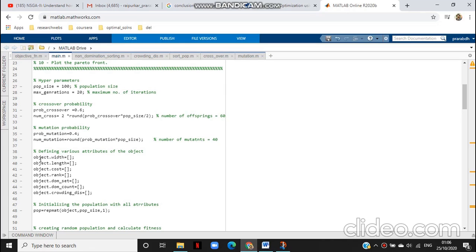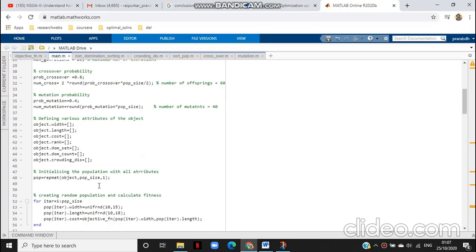So first we will define an object with certain attributes like dot width, dot length, dot cost, dot rank, dot domination set, dot domination count, dot crowding distance. So we will find the cost according to our objective function as we have seen earlier, and we will give rank according to this non-domination sorting algorithm, and the domination set and domination count, which I will be explaining later, will help us in sorting after non-domination sorting and crowding distance.